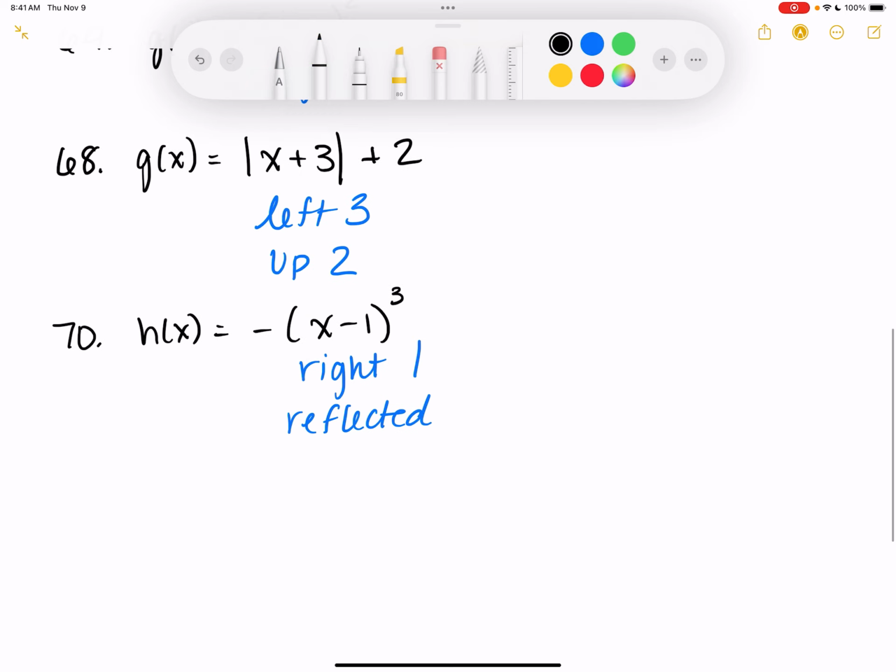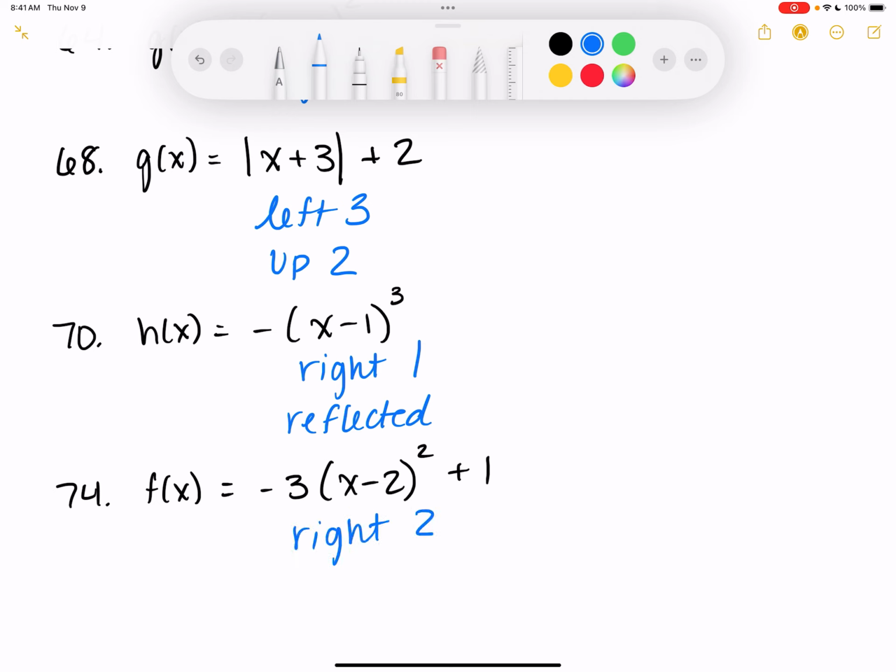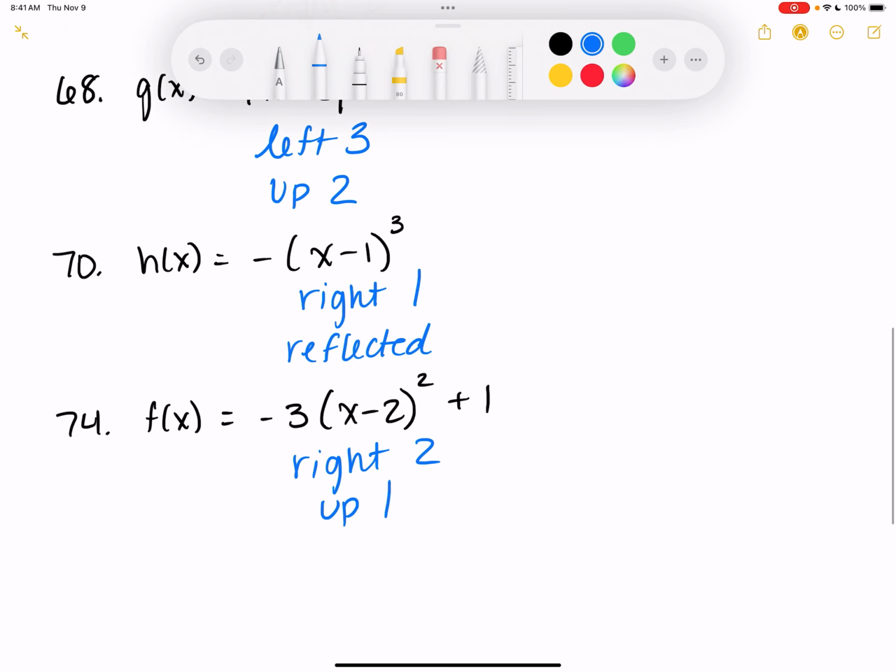Let's see, 74. f of x is equal to negative 3 times x minus 2 squared plus 1. So this is a good one. This one has a lot going on. The only thing that we haven't had yet in a problem is the 3 out front. But aside from that, what do we have going on here? Right 2 and up 1. Right 2, up 1. What else? And that would be reflected or something. Yep. The negative will always mean reflected.